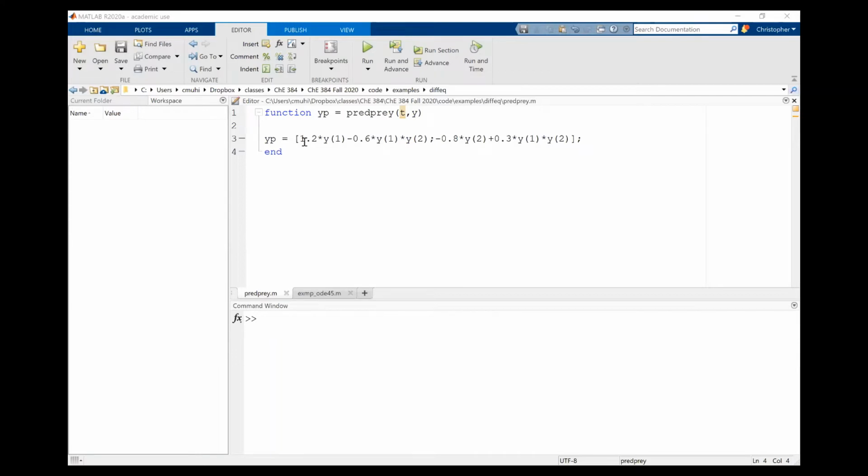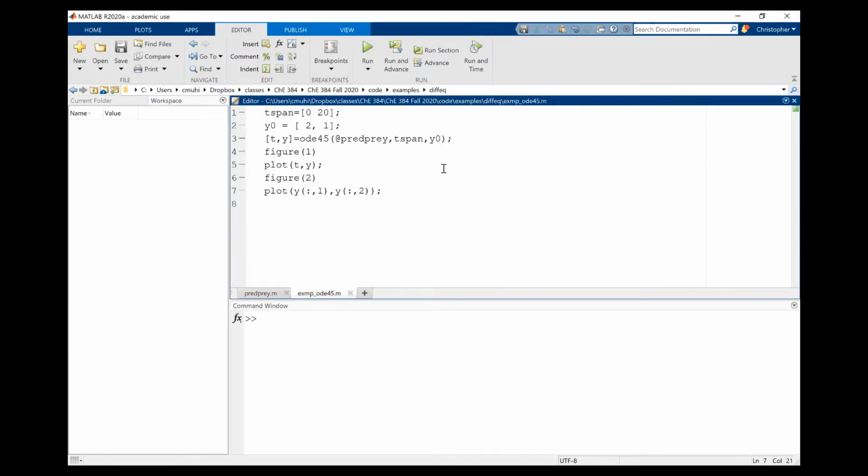So this is the first equation, this is for y1. 1.2 times y1 minus 0.6 times y1 times y2. And then in my next row, I have negative 0.8 times y2 plus 0.3 times y1 times y2. So this is going to be my function that gives my derivatives.